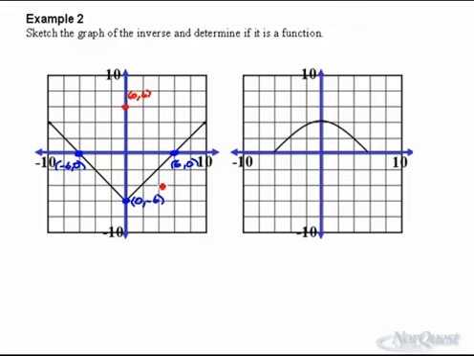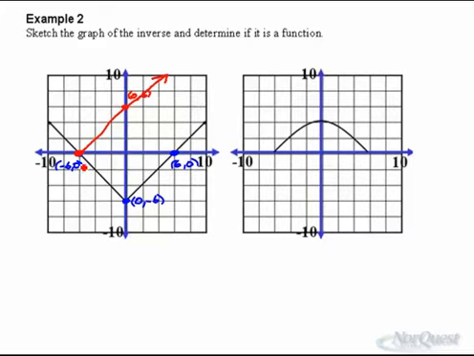Alright. The point 0, negative 6 becomes the point negative 6, 0. And I need to draw the straight line from those 2 points. So I'm going to try and draw a straight line through those 2 points. So that covers that first leg to the vertex of that V.